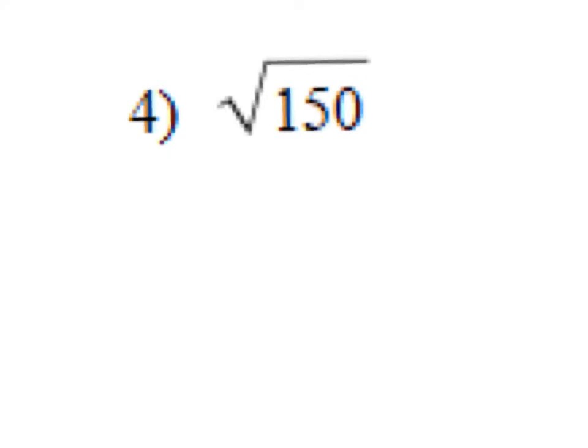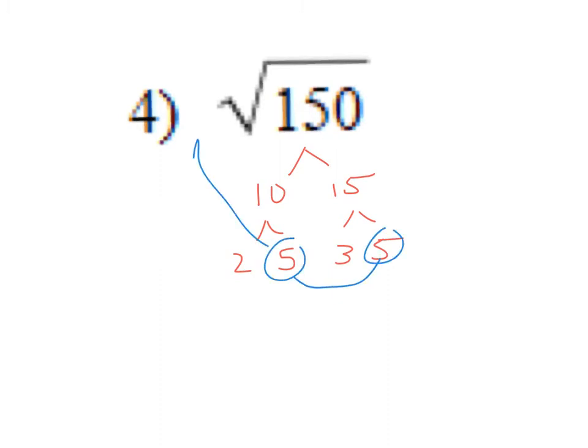Okay, on number 4 here, I'm going to start by breaking it down to 10 and 15. My 10 will go to 2 and 5. My 15 will go to 3 and 5. So now if I look here, I have a pair of 5's that are going to move out. So I have 5 on the outside. And then on the inside, I've got 2 and 3 left over. So 2 times 3 is 6.